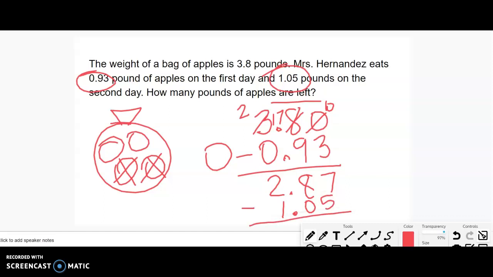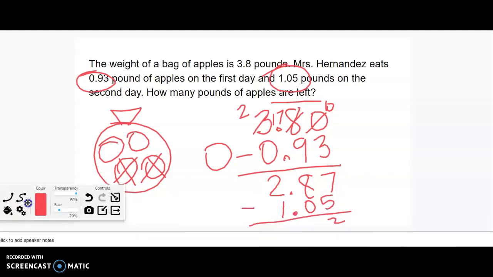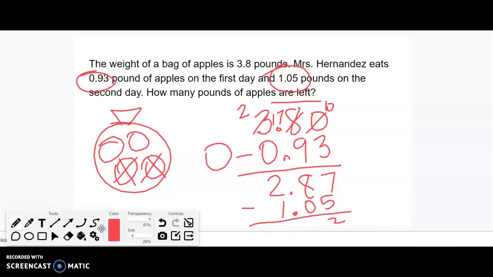Okay, 7 minus 5 is 2. Sorry, I'm going to move this so you can see my numbers. There we go. 8 minus 0 is 8, decimal, and 1. So she has 1 and 82 hundredths pounds, lb means pounds, left.